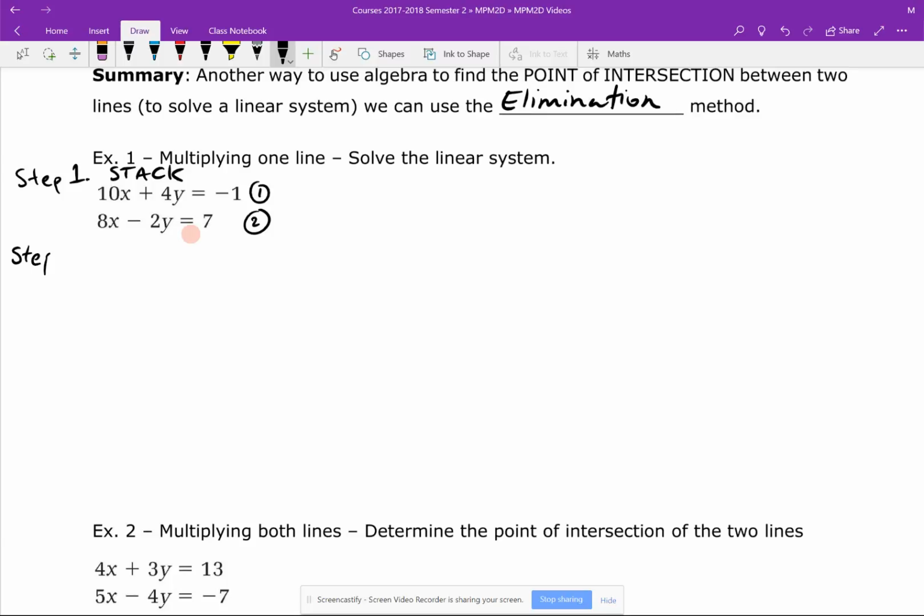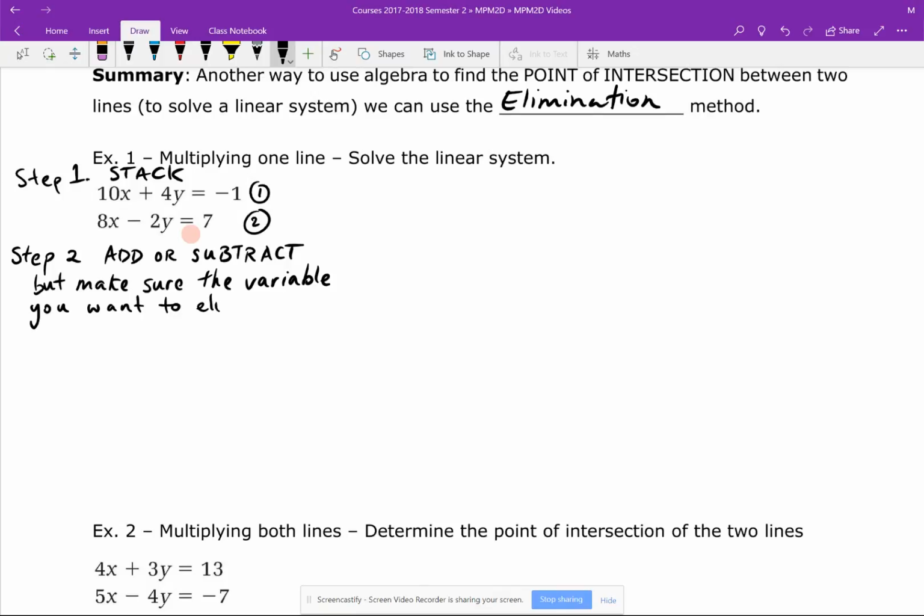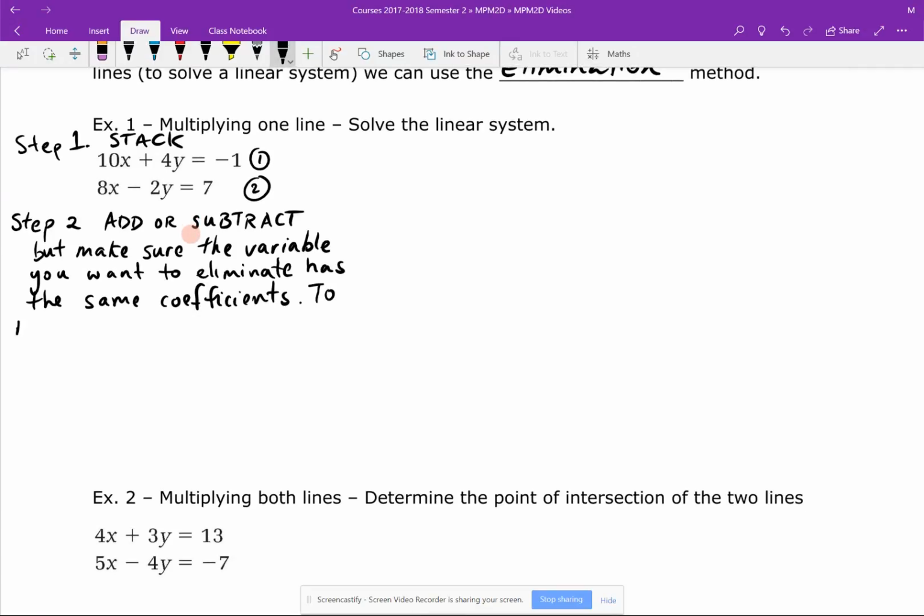So step 2 involves adding or subtracting both equations, but before you do that, make sure the variable you want to eliminate has the same coefficients. Okay? So to make them the same, multiply one of the equations. We did some of this work in our Desmos activity.